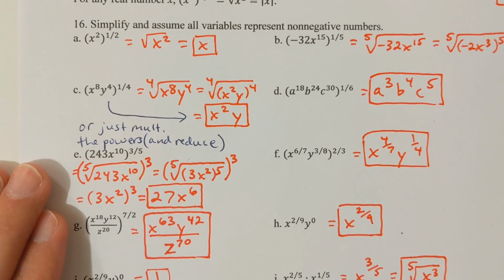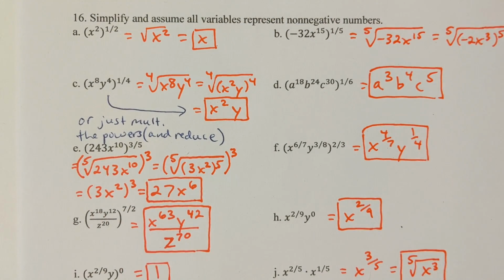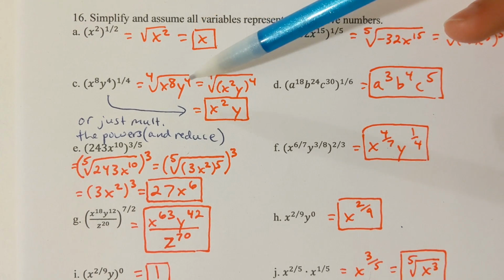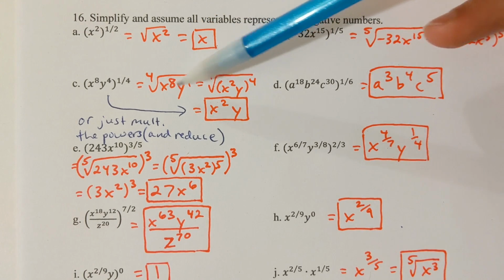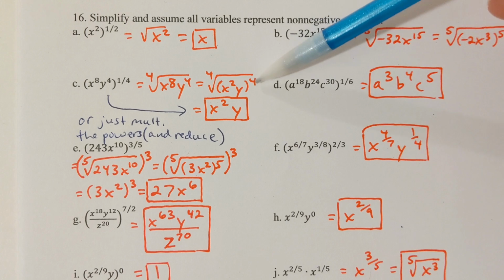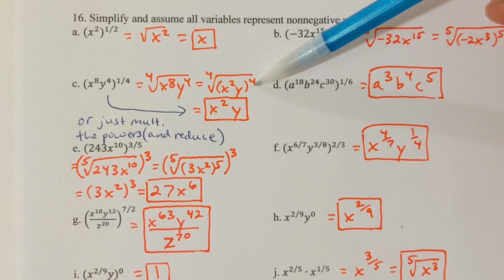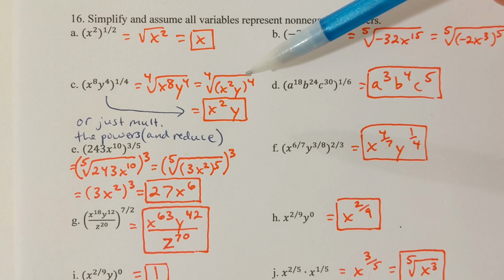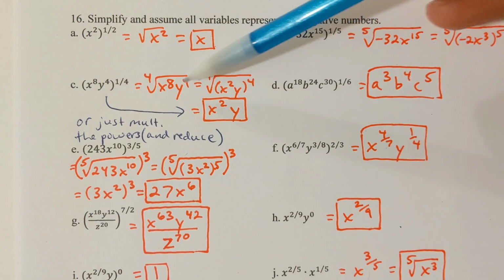All right, here's another one, part C. X to the 8th, y to the 4th, all that to the 1/4 power. Well, in radical form, I'd have a 4th root of x to the 8th, y to the 4th. And I'd want to rewrite that so that I got the 4th root of something to the 4th power. X squared to the 4th, that's the same as x to the 8th. And then I've got y to the 4th there.